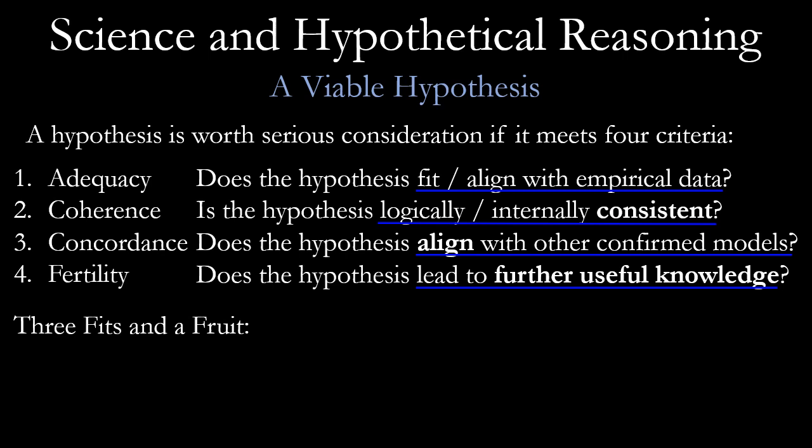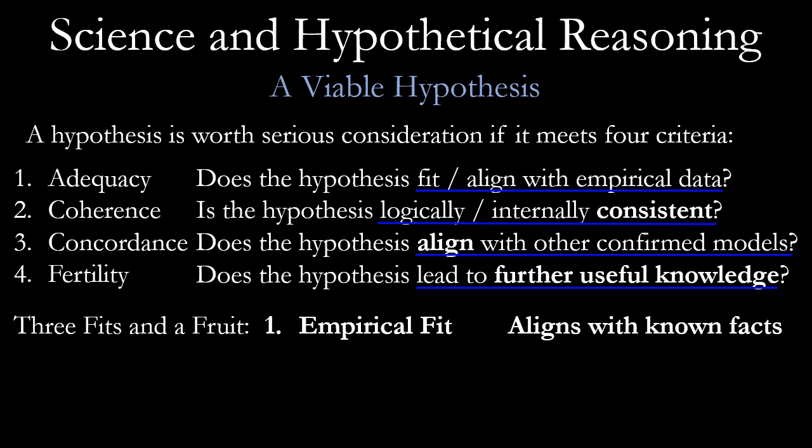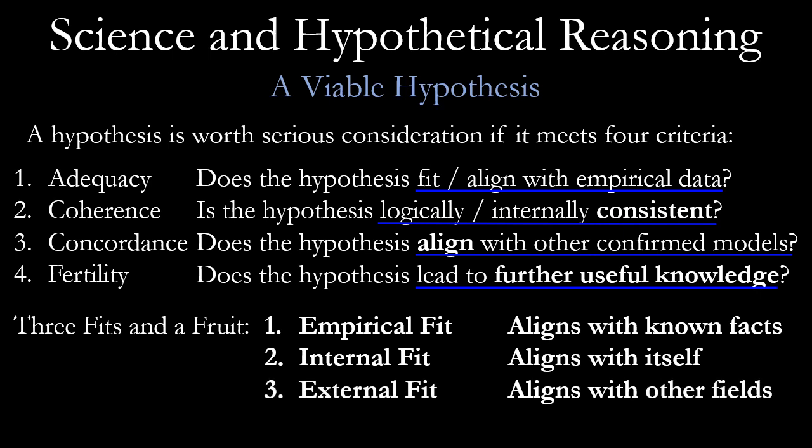All right, another way of thinking about this, conveniently: I sort of came up with this, 3 fits and a fruit. So when we're checking for whether a hypothesis is credible, we can say, is there an empirical fit? Does it align with known facts? Is there an internal fit? Does it align with itself? Is there an external fit? Does it align with other fields? And is there fruit? Does it enable progress? So 3 fits and a fruit: empirical fit, internal fit, external fit, and fruit. If that helps you remember these different criteria for a viable hypothesis, awesome. If not, don't worry about it.